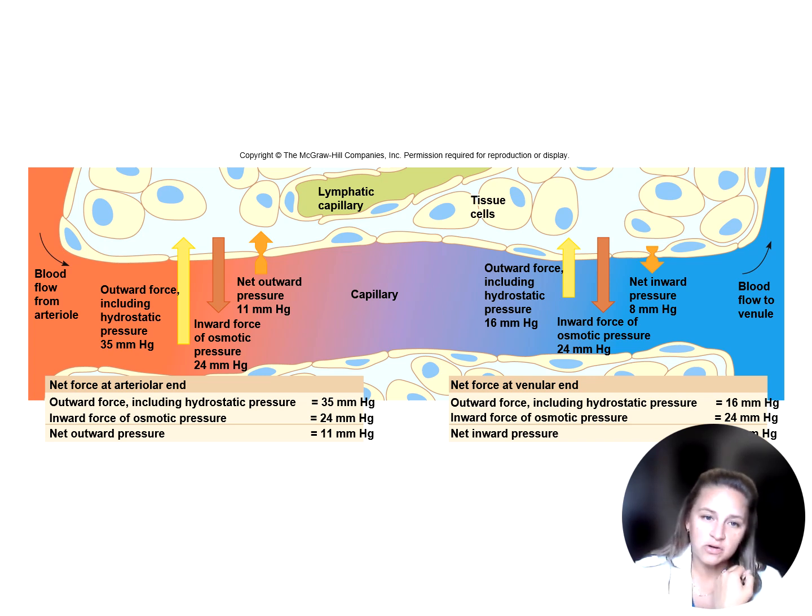So the net force at the arteriolar end is higher than the net force at the venular end. So we're going to talk more about this soon when we talk about the lymphatic system and see how the lymphatic system also impacts blood pressure here. Big picture, you should understand that the blood pressure is higher closer to the heart and lower away from the heart.